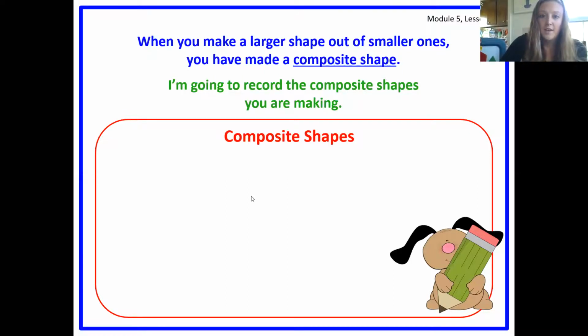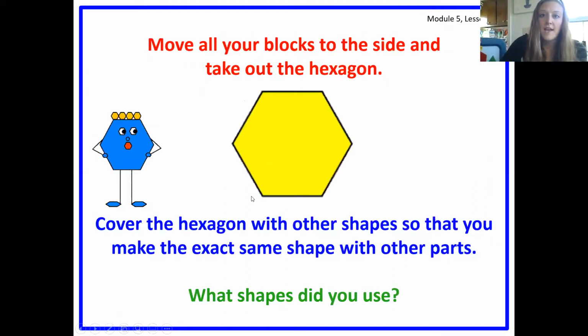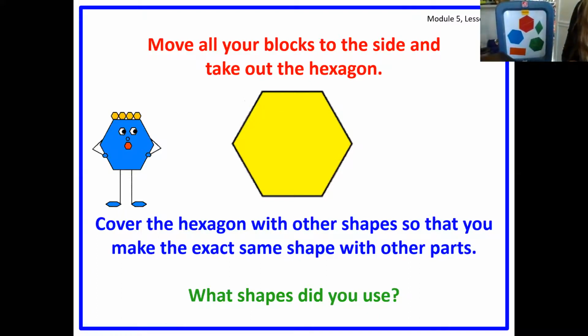So let's see. I took out the hexagon. Move all your blocks to one side and take out the hexagon. I did that. And I already did this. I got ahead of us. So remember, I used my trapezoids to make a hexagon. I used triangles to make a hexagon, and I used rhombuses to make those hexagons, right? You can see them in my screen in the corner now. So I was able to use 3 different shapes to make a hexagon. Pretty cool.